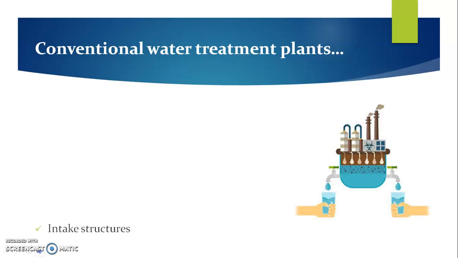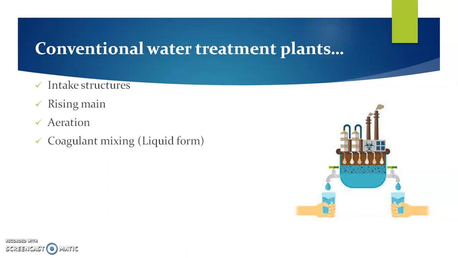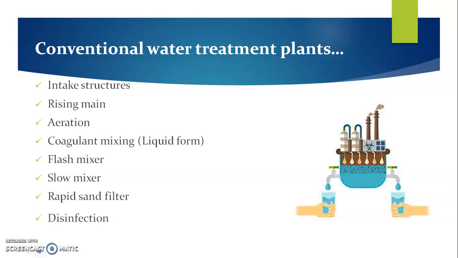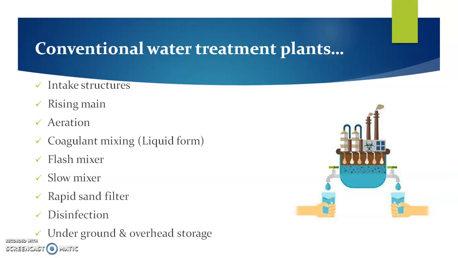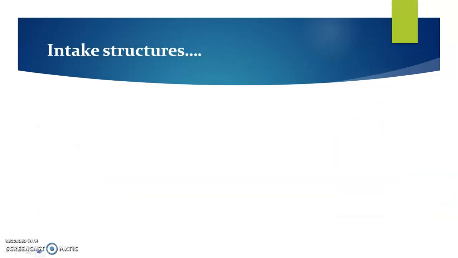Conventional water treatment plants. To achieve all these things, the conventional water treatment plants are useful. Those plants consist of intake structures, rising main, aeration, coagulant mixing, flash mixing, slow mixer, rapid sand filter, disinfection, underground and overhead reservoir, and at the end the distribution system. We'll try to understand the significance or purpose of each in brief.